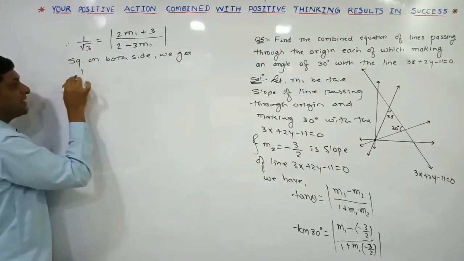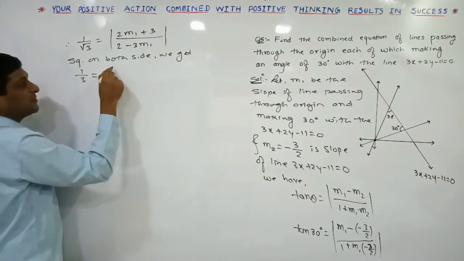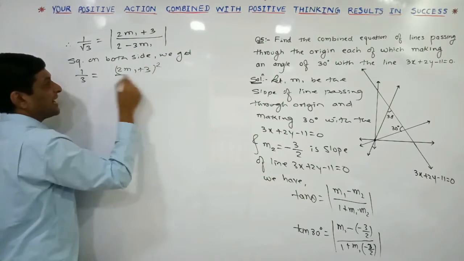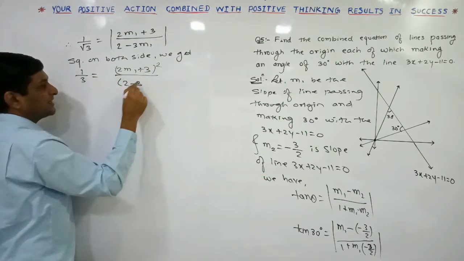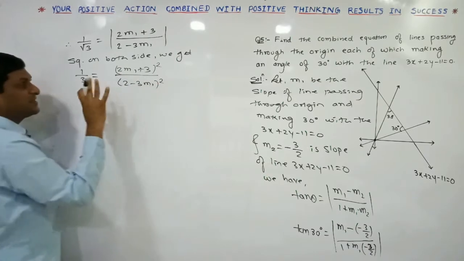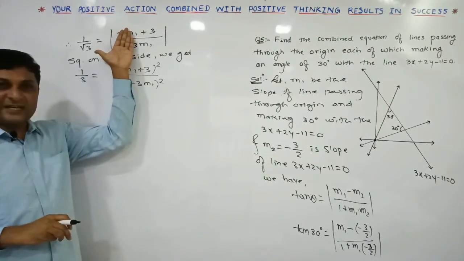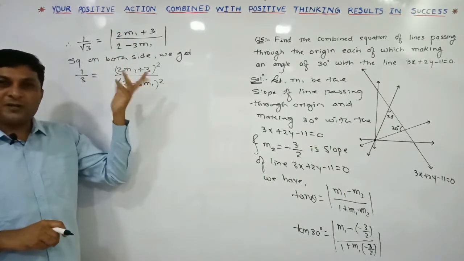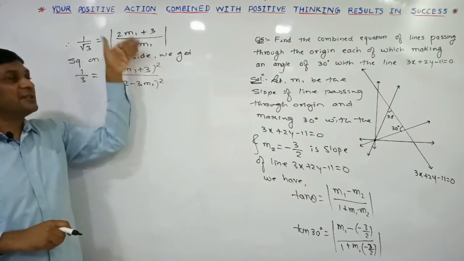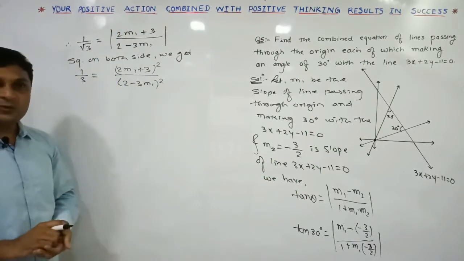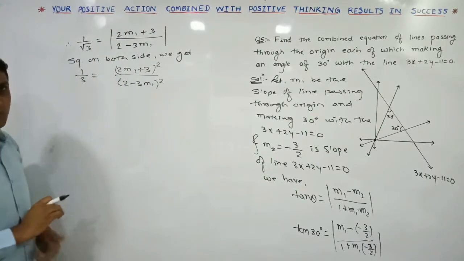On this side we will get 1 by 3. On this side we will get (2m1 plus 3) whole square, and in the denominator (2 minus 3m1) whole square. Just simply we are squaring both sides. The value inside the mod is either positive or negative. But if we are squaring, the square of a positive term is also positive and the square of a negative term is also positive. So it is not necessary to put mod here.